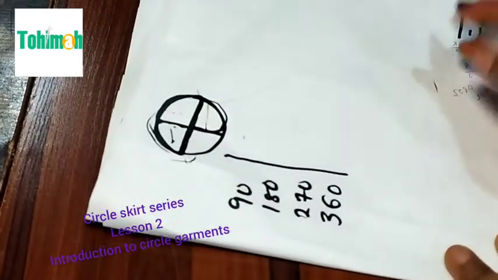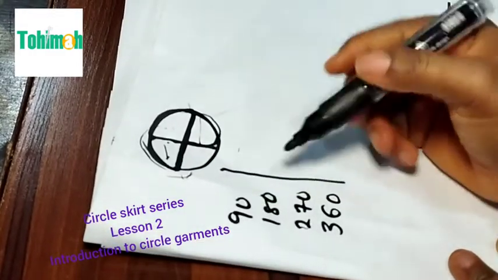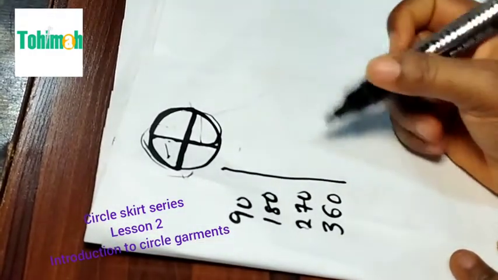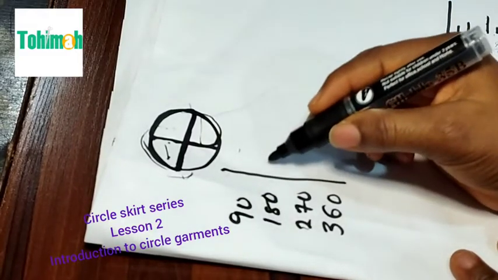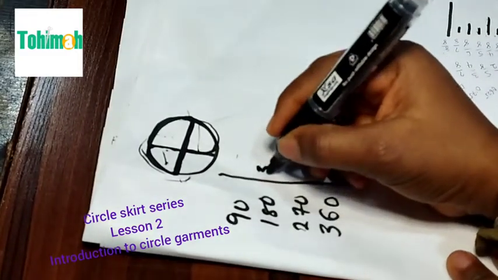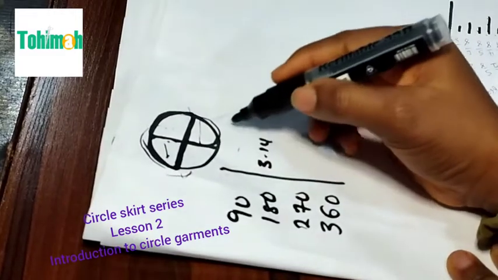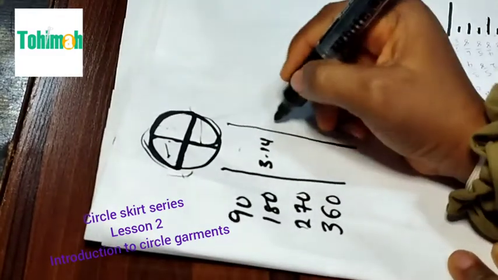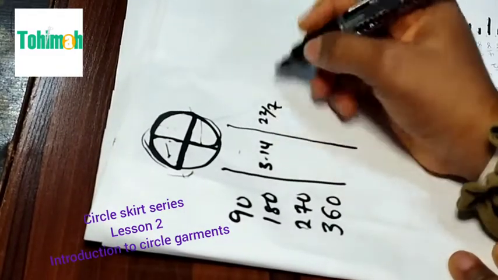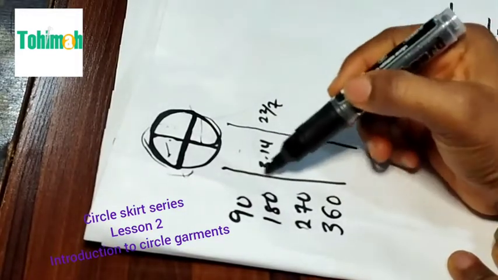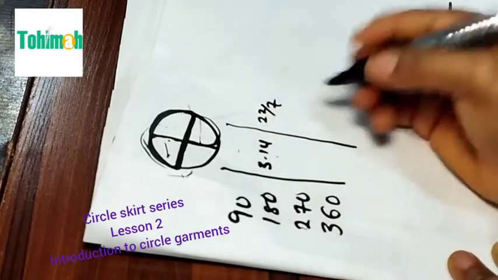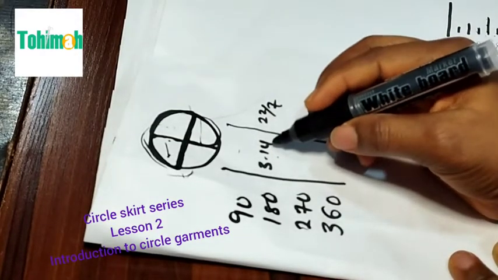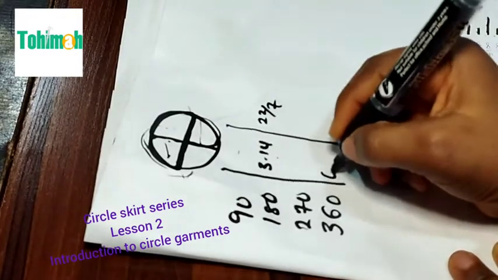Okay, now this 90, I said you need to just know one. When you know one, you know the others. So you can either memorize 180, which is 3.14. That is 22/7. So when you do 22/7, you have 3.14. So this is the constant for 180 degree. Then if you don't memorize this, you can just have this.